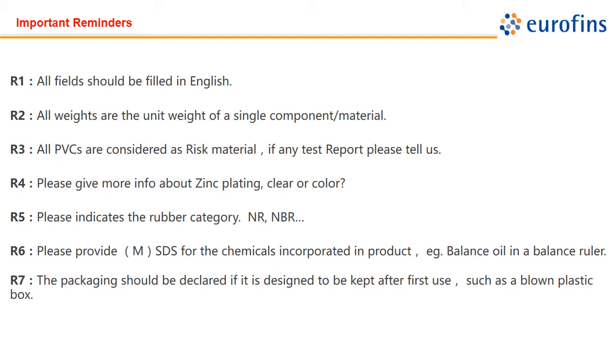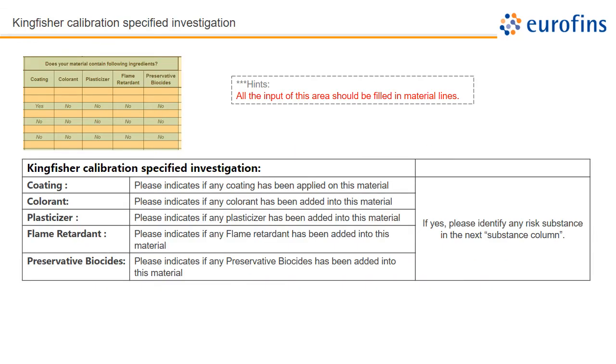The fifth, please indicate the rubber category. For example, is that a natural rubber or NBR rubber? The sixth, please provide SDS for the chemicals incorporated in products. For example, the balance oil in a balance ruler. The last one, the packaging should be declared if it is designed to be kept after first use, such as a balloon or plastic box.